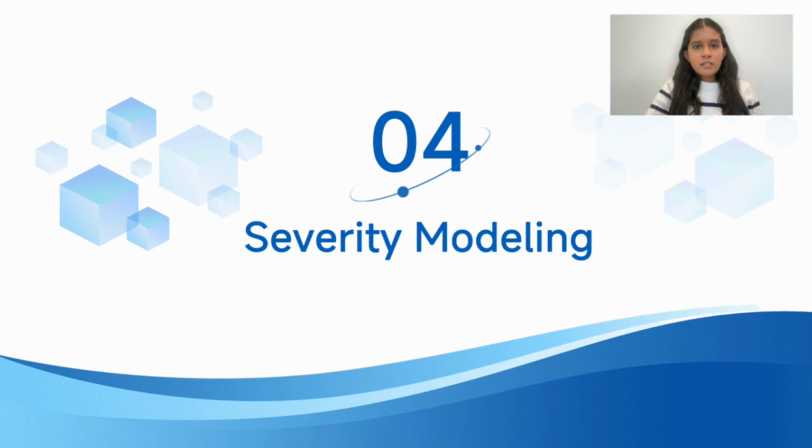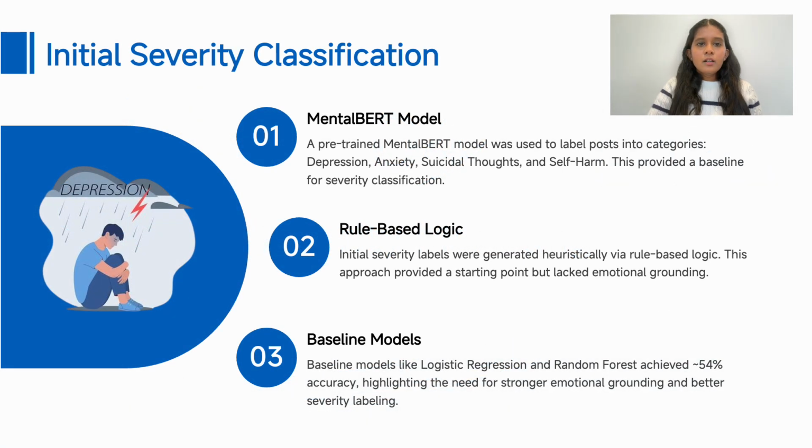After pre-processing the text, the next step was to model the severity of the post. Before moving into emotion-driven modeling, I first needed a basic way to classify post severity. To begin with, I used a pre-trained MentalBERT model, which automatically categorized posts into high-level mental health topics such as anxiety, depression, and self-harm. This helped detect the general context, but it didn't directly provide severity levels.